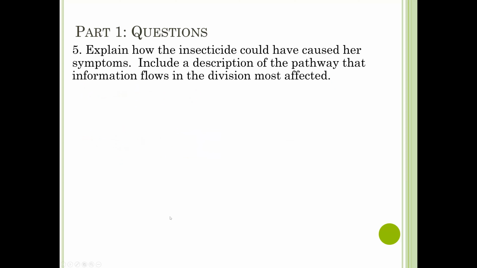Number 5, explain how the insecticide could have caused her symptoms. Include a description of the pathway that information flows in the division most affected. So again, we are looking at the parasympathetic division, which would be the most affected by organophosphate insecticides. So let's start by looking at the pathway first.